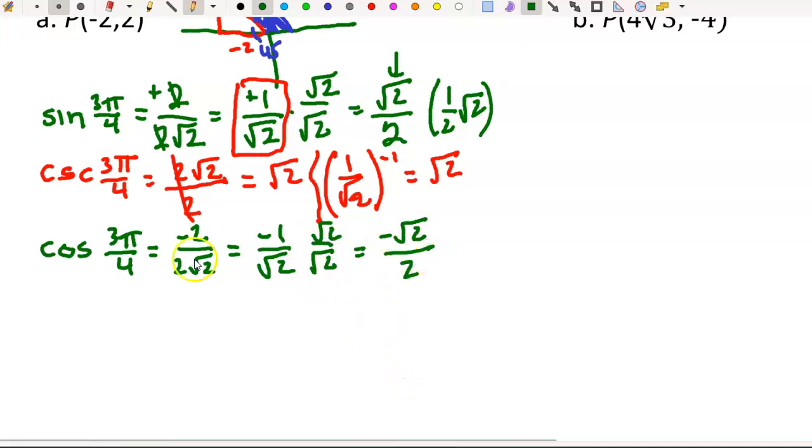You might have looked at this and thought, well, isn't it just the same thing as this, just with a negative? Yeah, you probably could have skipped all this and just said, it's this answer with a negative in front. That's probably totally fine.